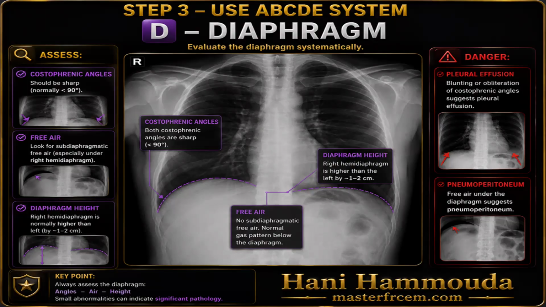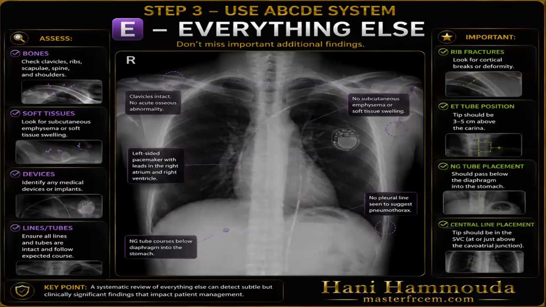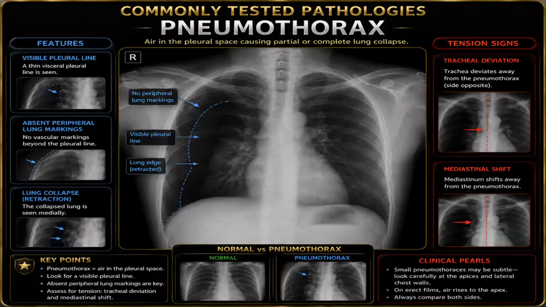The next one is everything else. For everything else, we check bones, soft tissue, devices, or any tubes. For the bones, you can start from the middle. You can check the thoracic vertebrae for any obvious fractures; they are faintly visible behind the heart. We can also check both clavicles, the ribs for any rib fractures, and the shoulder bones.